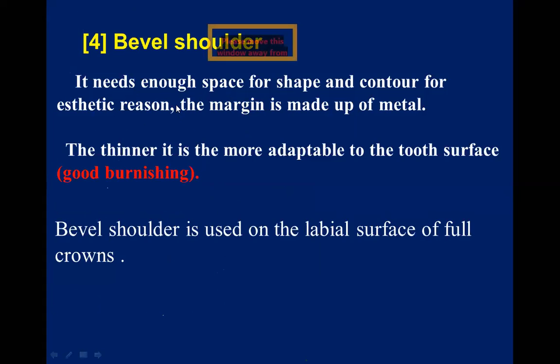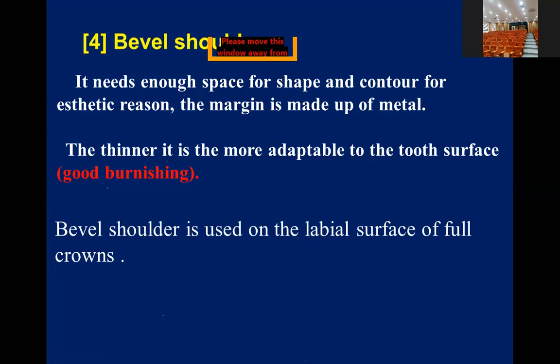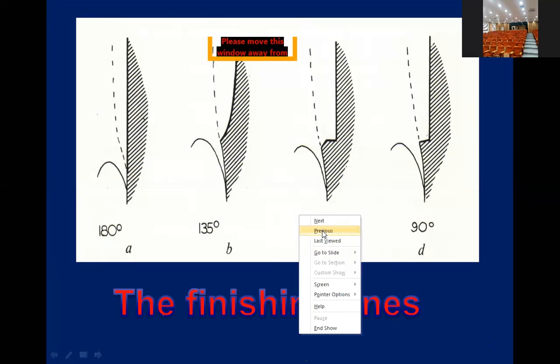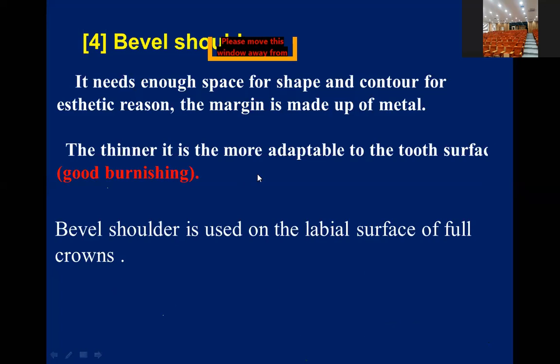Bevel shoulder, it needs enough space. Again, it is not a conservative finishing line because we are going to cut more from the tooth structure. Again, the burnishing of the margin, it is possible to burnish the margin because the end of our preparation is a bevel, and this bevel makes it possible for the metal to be burnished on the tooth structure margin.